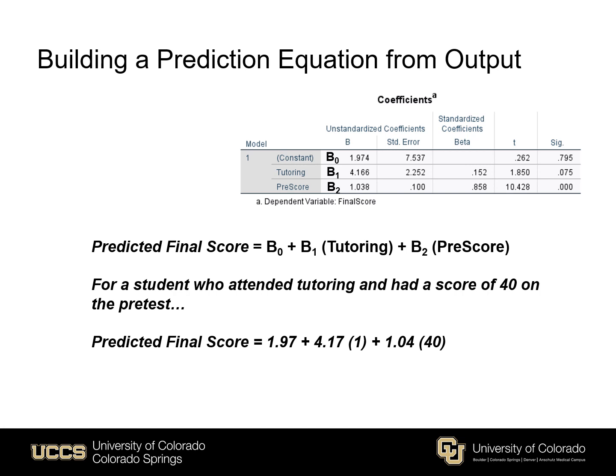And then in the final term of the prediction model, I have 1.04, which is the coefficient, B2, for pre-score. And then I plug in that student's actual pre-score. And then from that point forward, it's just arithmetic. We see 4.17 times 1, 4.17, and 1.04 times 40 is 41.60, yielding our predicted score. So what this is essentially saying is if a student had a pre-score of 40 and attended tutoring, we would predict that their final score would be just under 48 points.